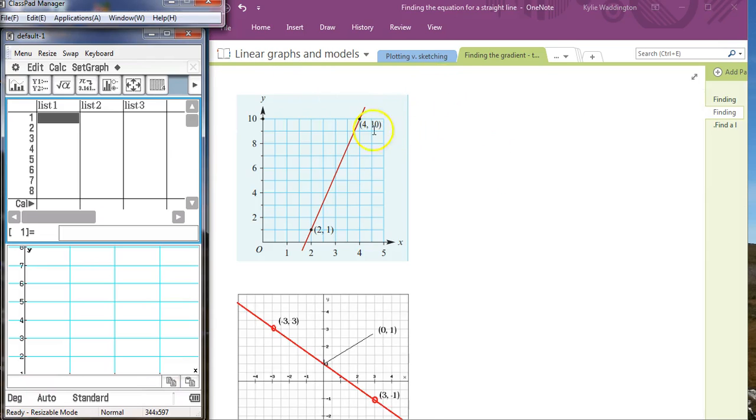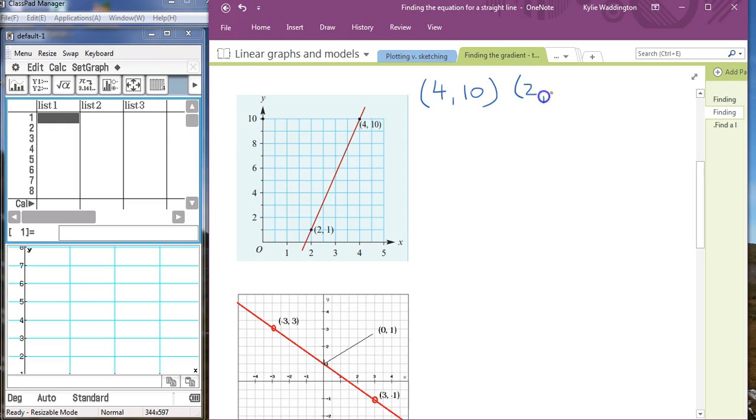Okay, so for this one here, we're given 2 points. We notice that there isn't actually a y-intercept given in the question. So we're not going to be able to find the equation just by using the gradient and the y-intercept. We're going to actually have to find the y-intercept. And again, I want you to be as comfortable as possible with the calculator. So we're just going to look at the points that we have. We've got 4, 10, and we've got 2, 1. We're going to put them into our calculator.